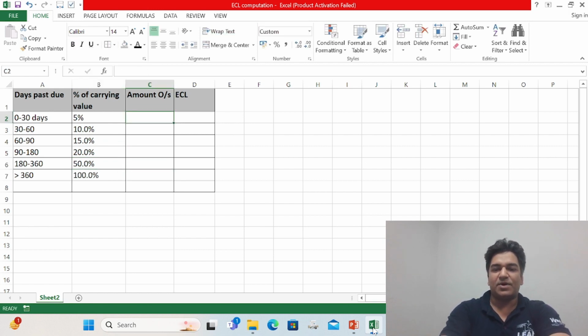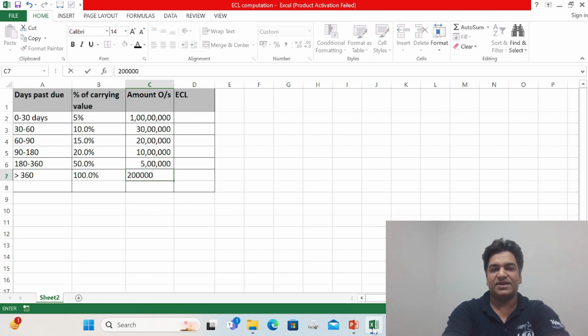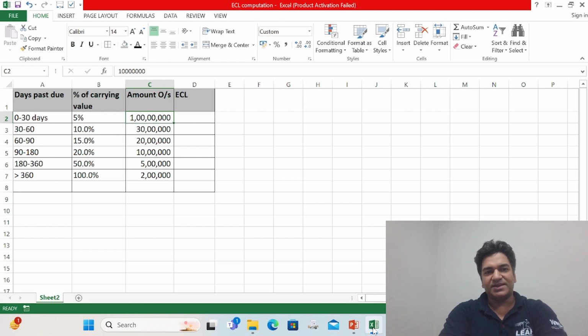So let's say amount outstanding in this bucket is 1 crore rupees. And then 30 lakhs is due on this bucket, 20 lakhs, 10 lakhs, 5 lakhs, and then 2 lakh rupees. So these are my amount outstanding under each bucket. How will ECL be calculated?